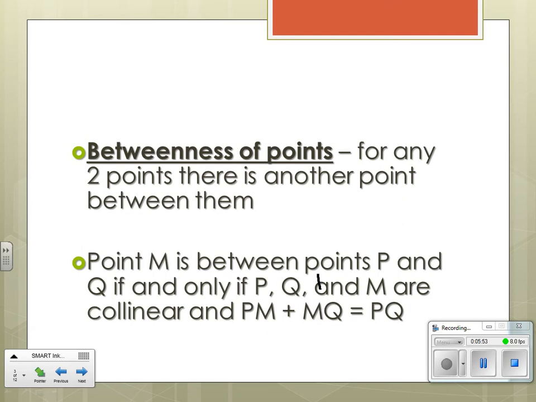Here's a way that we can use that kind of simple idea to end up solving for some things. If you have some point M between points P and Q, that's true if and only if P, Q, and M are, first of all, collinear, and PM plus MQ equals PQ.